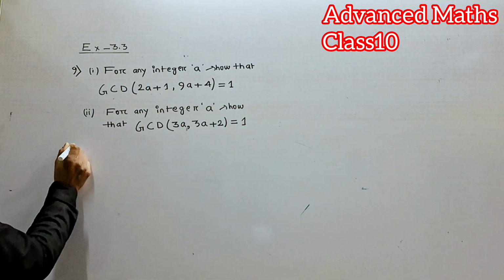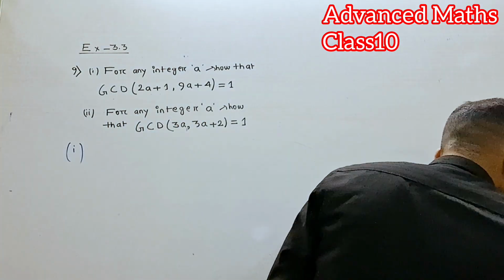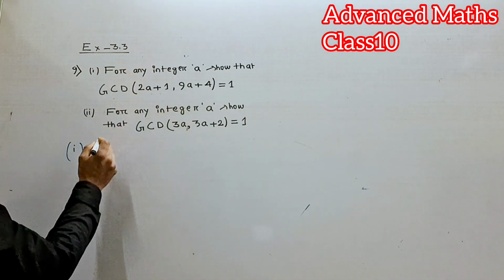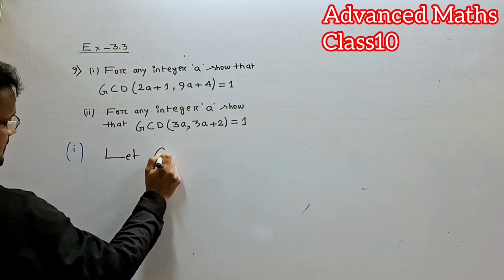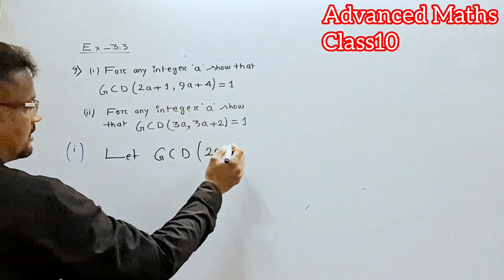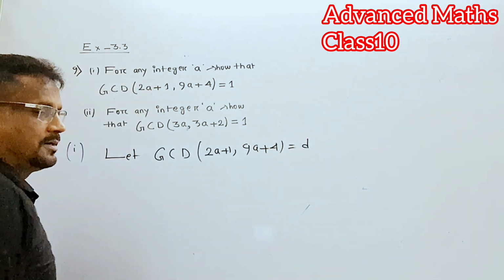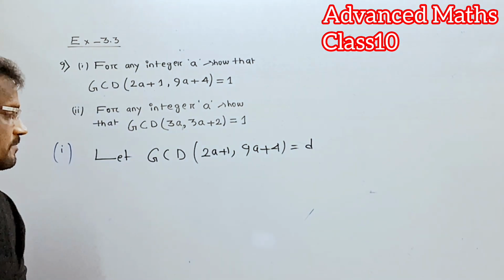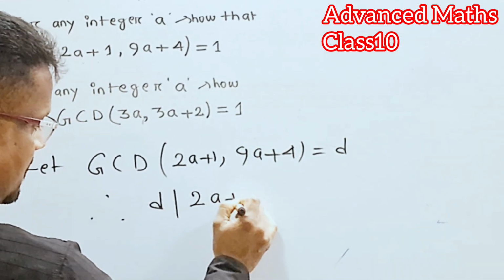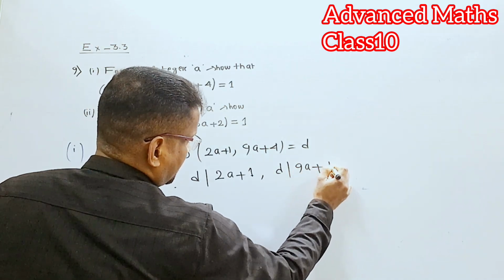Let me take the black marker. In number 1, let the GCD, we don't know what the GCD is, of 2a + 1 and another number 9a + 4 be D. Let us assume the GCD as D. Therefore, D divides 2a + 1 as well as D divides 9a + 4.